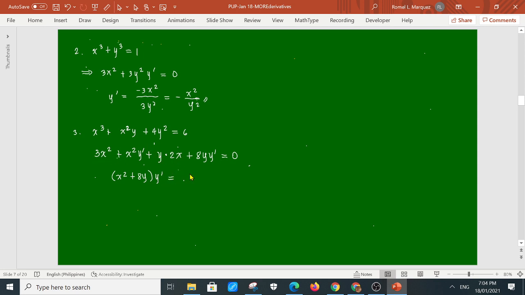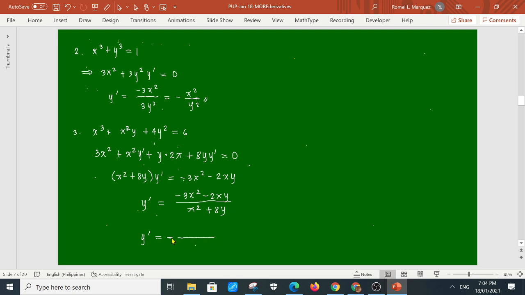Equals, without y prime, negative 3x squared. When transpose, negative 2xy. So, divide by x squared plus 8y, negative 3x squared minus 2xy all over x squared plus 8y. Meron bang makakancel? Wala naman. Express lang natin yung sagot natin in a nice form or better form. Pero actually, better na rin naman yan. Kaya lang yung naka-factored form.